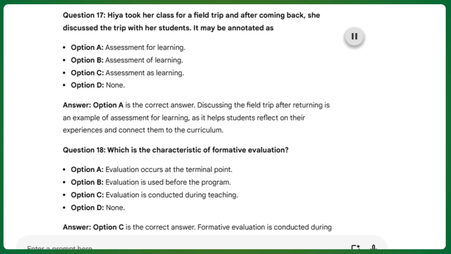engagement. Question 17. Haya took her class for a field trip, and after coming back, she discussed the trip with her students. It may be annotated as Option A, assessment for learning. Option B, assessment of learning. Option C, assessment as learning. Option D, none. Answer. Option A is the correct answer. Discussing the field trip after returning is an example of assessment for learning, as it helps students reflect on their experiences and connect them to the curriculum.